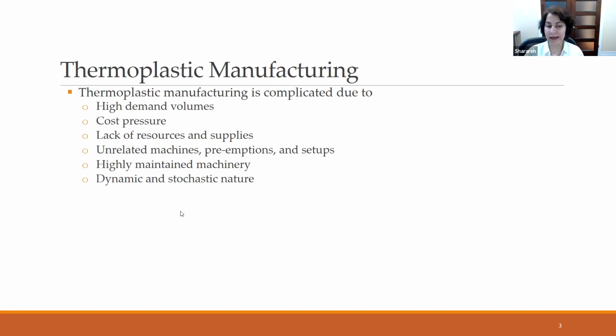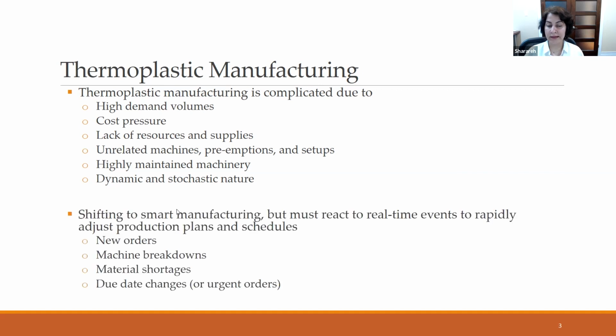Having said that, in general, thermoplastic manufacturing is dynamic and has a stochastic nature. This stochastic nature is mainly due to events that happen randomly at unknown times, for example, the arrival of a new order, a machine breakdown, material shortage, and also changes in the due date, which changes the priority of the order to be processed.